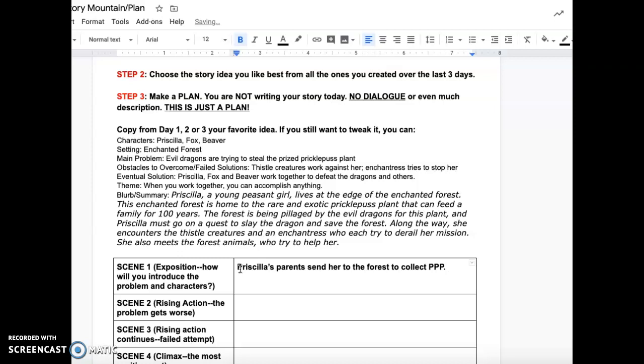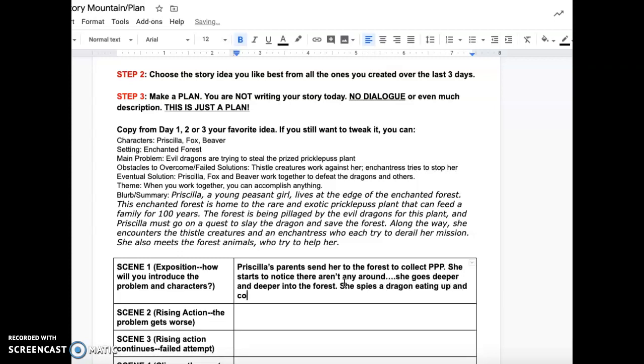And again, I want to jump right to my problem. And she starts to notice there aren't any around. And she goes deeper, deeper and deeper into the forest. So again, that's sort of the start of her problem, but I want to get even closer to my problem and mention this dragon in here. And so I'm going to start off even in scene 1. I'm not going to wait too long before she spies a dragon eating up and collecting all the Pricklepus plants.